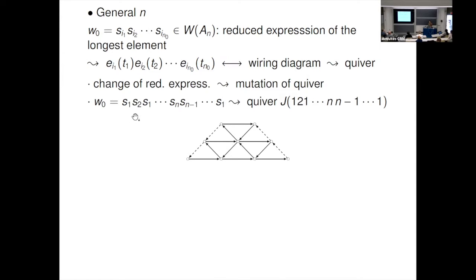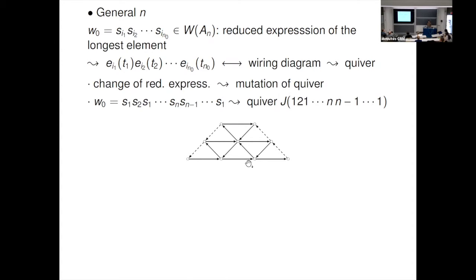Then, when we choose the expression in this way, so w0 is s1, s2, s1, and s3, s2, s1. In this way, we get this quiver. This is the same quiver as before, obtained by cutting the cyclic quiver into two. And this is the case where N is 3.